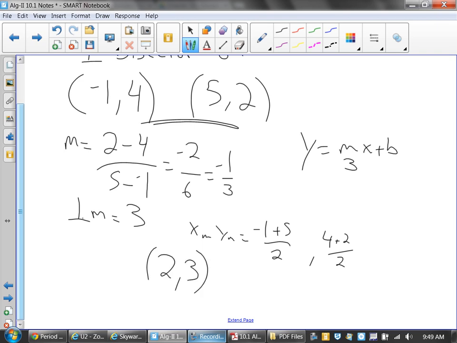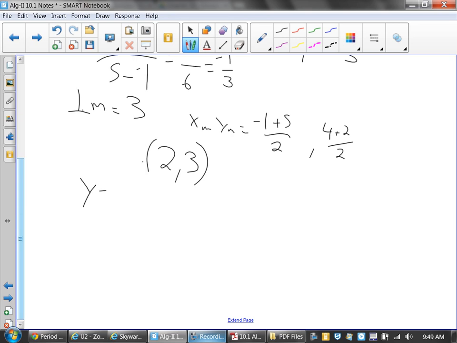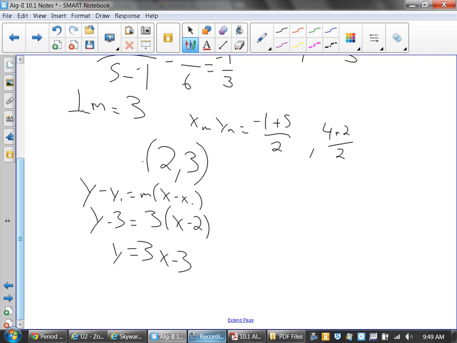So now here's your slope. There's your point. Remember, it's always easier to use point-slope form. That's what you were talking about a second ago. Y minus y sub 1 is your slope times x minus x sub 1. Substitute in your values and solve for y. This shouldn't take you very long. Y minus 3 is 3 times x minus 2. Distribute, it's 3x minus 6. Add 3, you get. And there's your example for today.